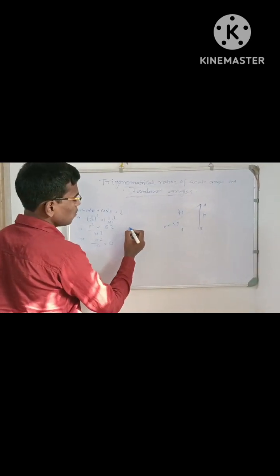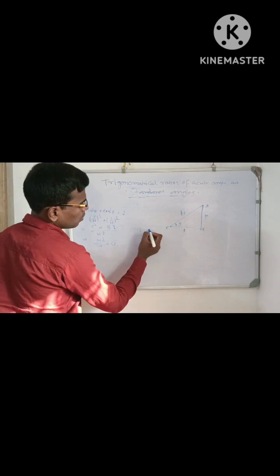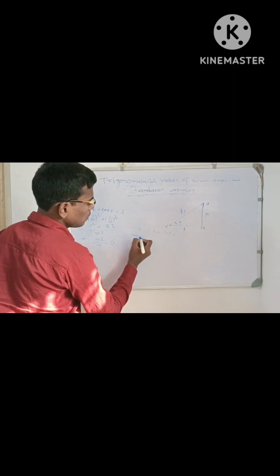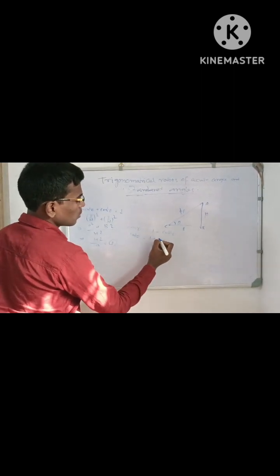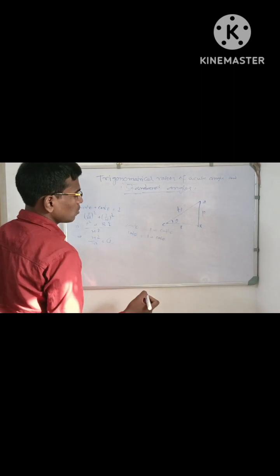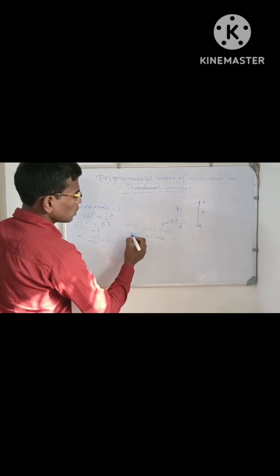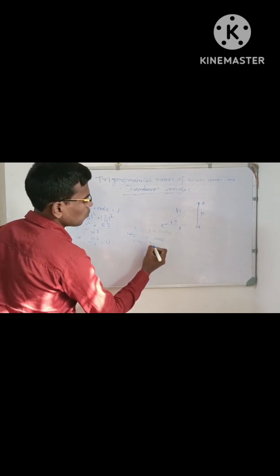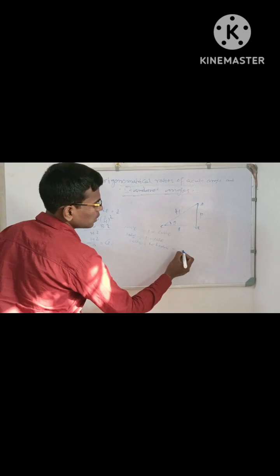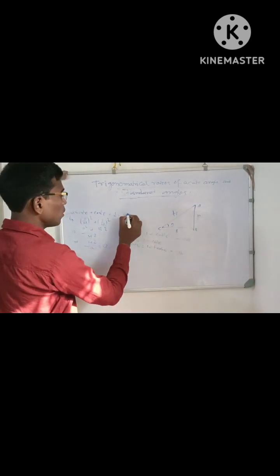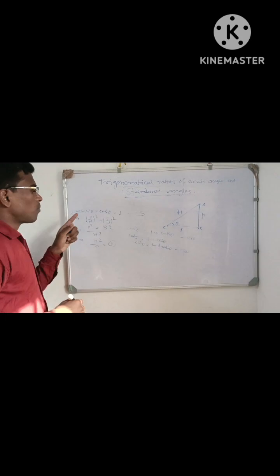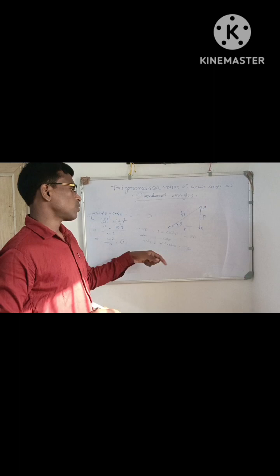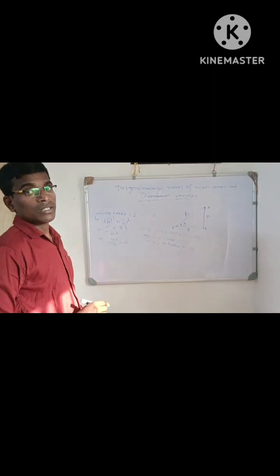Similarly, we can write cosec square theta equals 1 plus cot square theta, and sec square theta equals 1 plus tan square theta. These are the three important results to be remembered by all of you: sin square theta plus cos square theta equals 1, cosec square theta equals 1 plus cot square theta, and sec square theta equals 1 plus tan square theta.